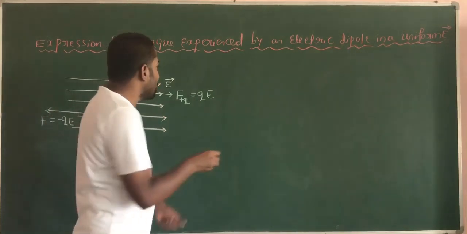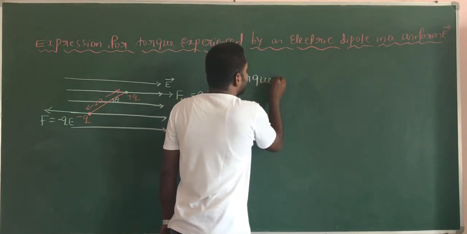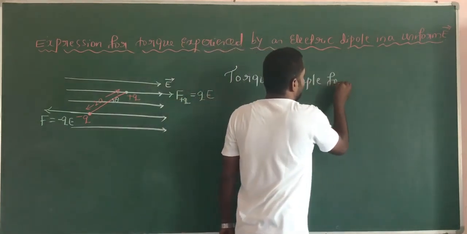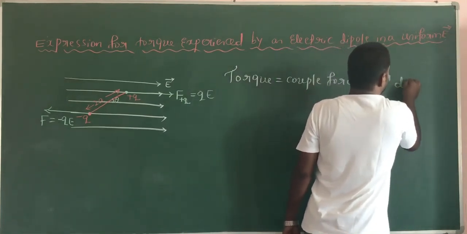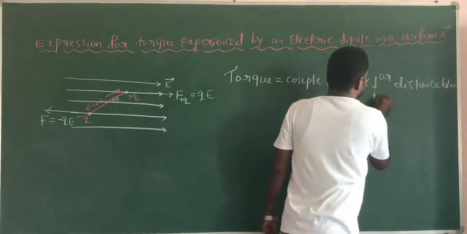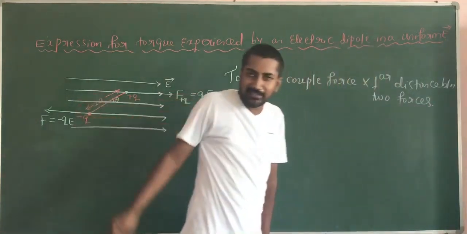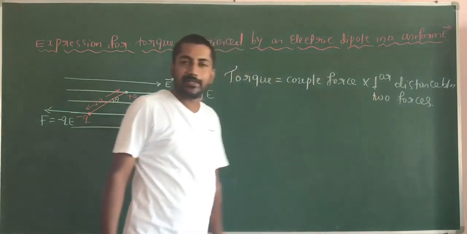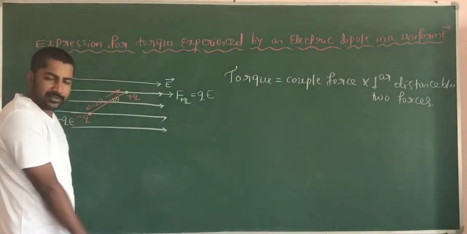You know the formula. Torque is equal to couple of force into perpendicular distance between the two forces. It is the torque formula. Here, torque is equal to couple of force into perpendicular distance between the two forces. Here, the perpendicular distance between these two forces.